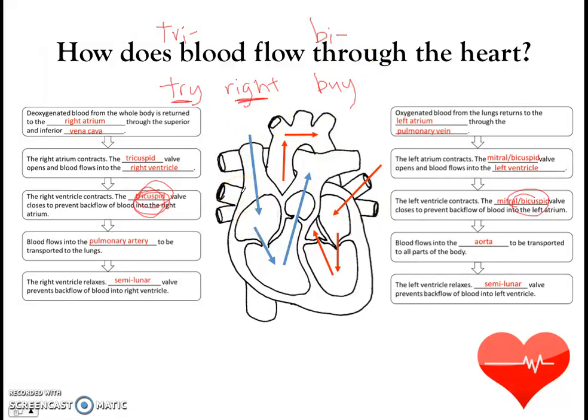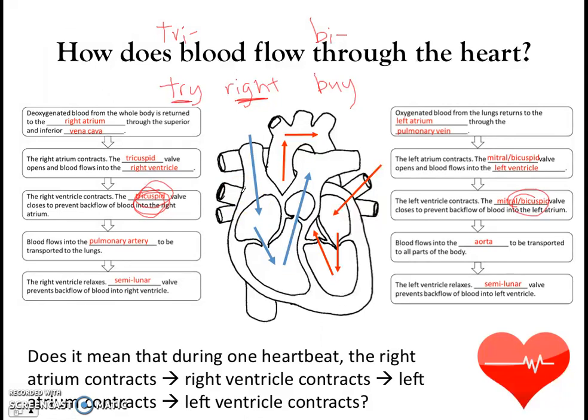Now, one question that you might have at this point is, does this mean that during one heartbeat, the right atrium contracts first, then the right ventricle contracts, then the left atrium contracts, then the left ventricle contracts? Does the heart contract in a 4-part series? That means this one, boop, this one, boop, this one, boop, this one, boop. Is that correct?